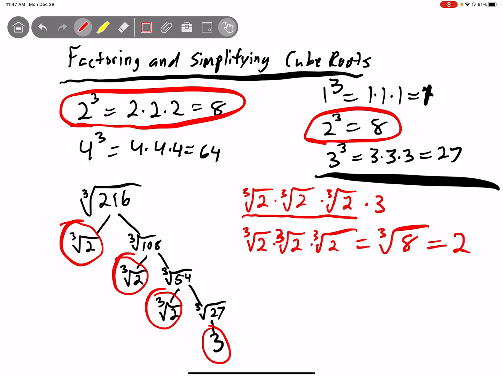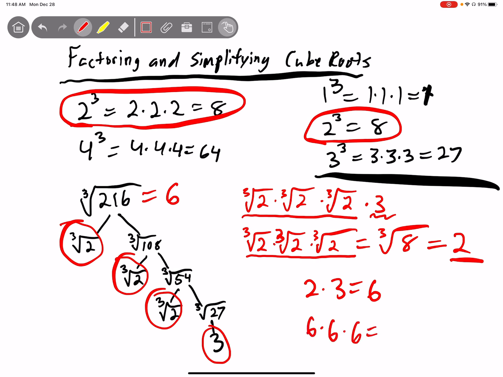So just like when we found pairs of the same roots for square roots, we can find triplets of the same cube roots to get a whole number. This is the same thing as me cubing the cube root of 2, which just gives me 2. And let's not forget about our 3 that's here. 2 times 3 gives me 6. So the cube root of 216 is just 6, and I can check that. 6 times 6 times 6. Well, 6 times 6 is 36, and 36 times 6 is 216.